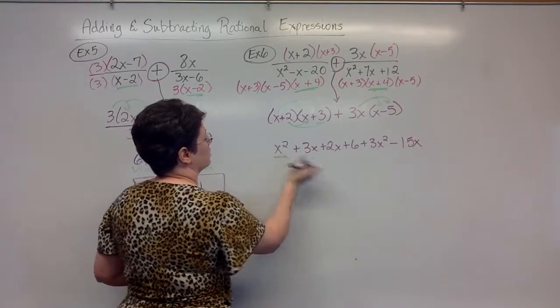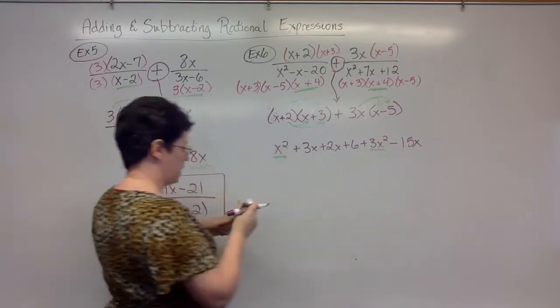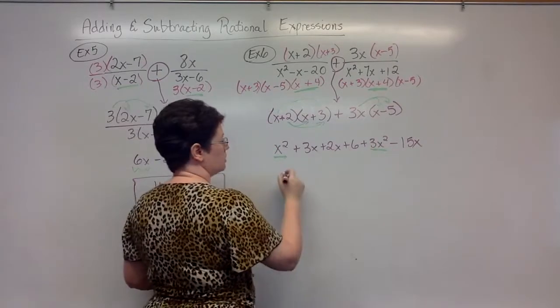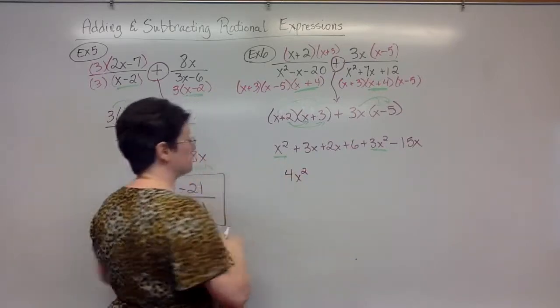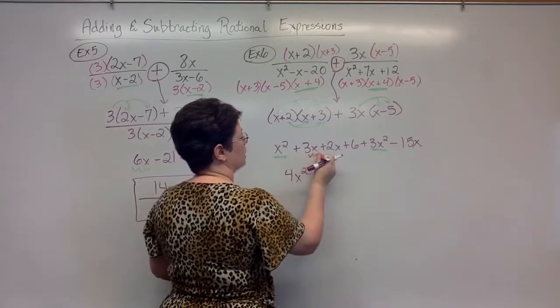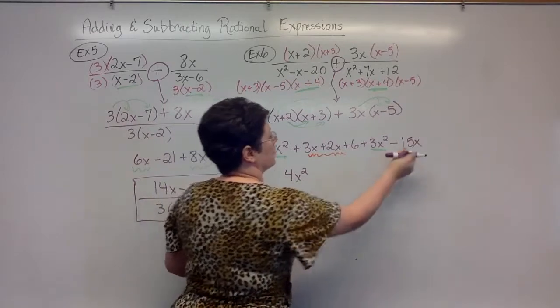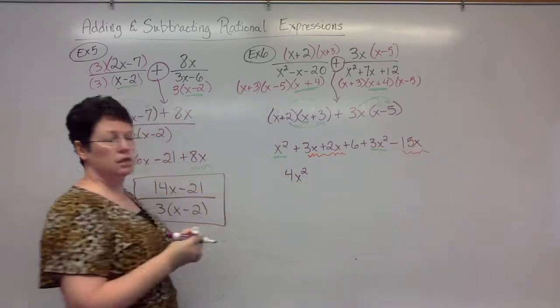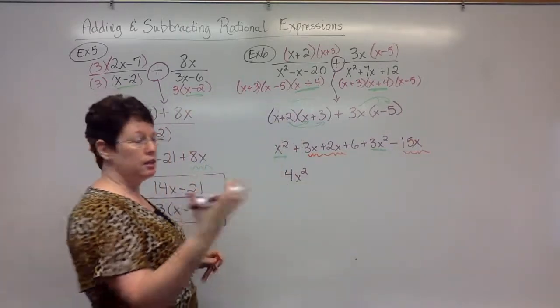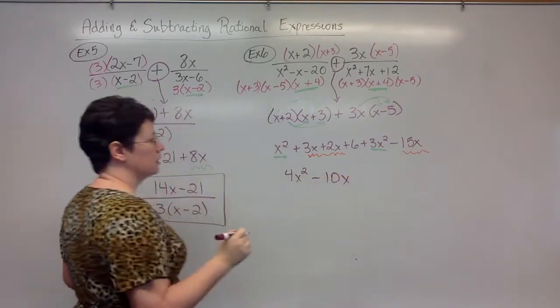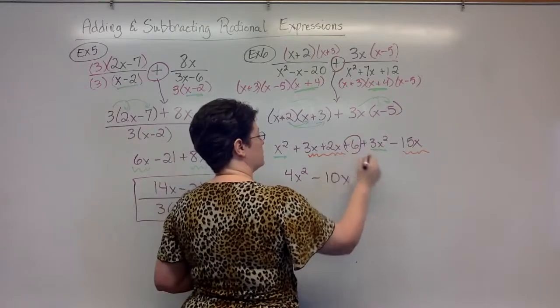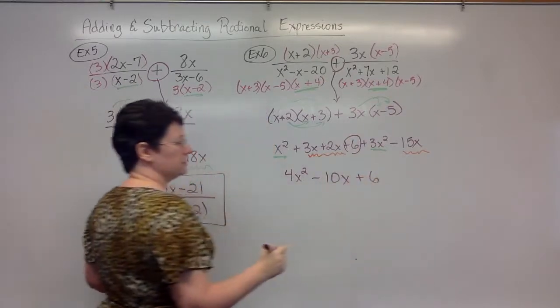Okay, like terms, I have an x squared and an x squared. X squared, 3x squared gives me 4x squared. Okay, I have a 2x and a 3x and a negative 15x. Okay, 2 plus 3 is 5. 15 minus 5, negative 10x. And then we got the poor little lonely 6 that's left, so we just tack him on the end.